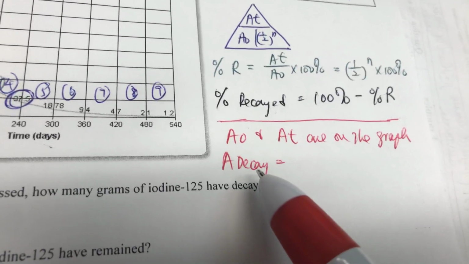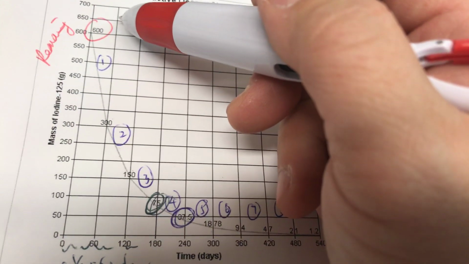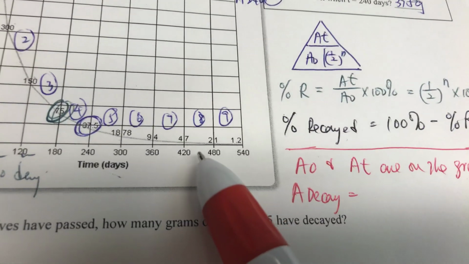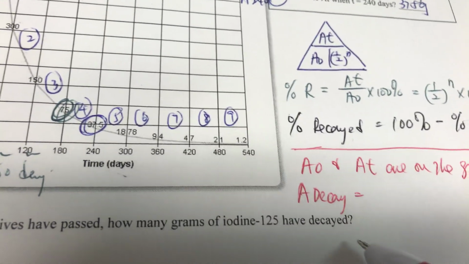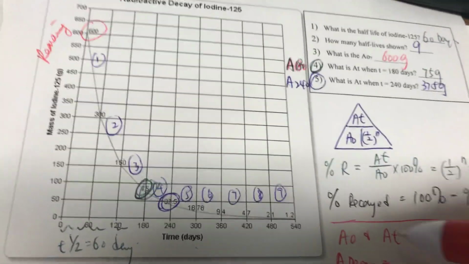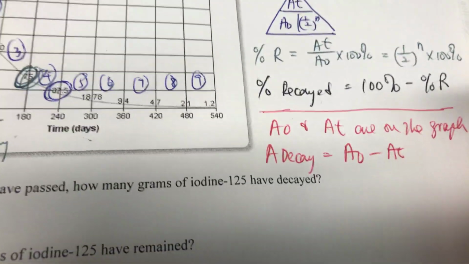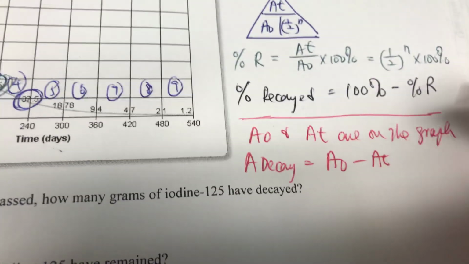Then what about how much is gone? You have to take original 600 grams minus how much left over, which is AT. Then will be how much decay, how much gone. So in order for you to find how much decay, will be original amount minus how much remains. So you have to do calculation here.